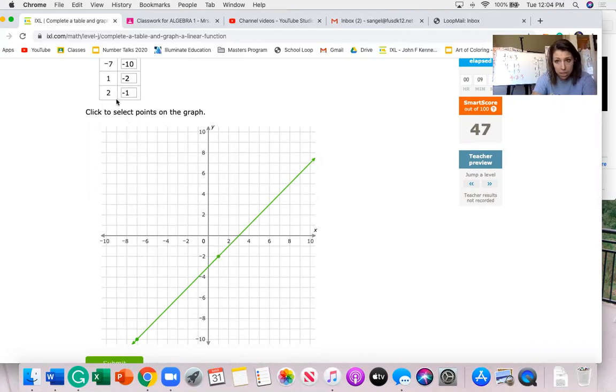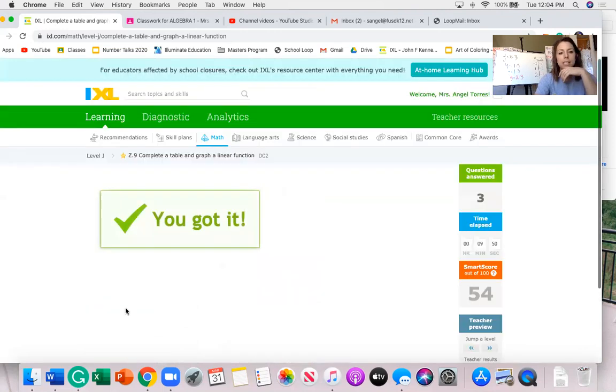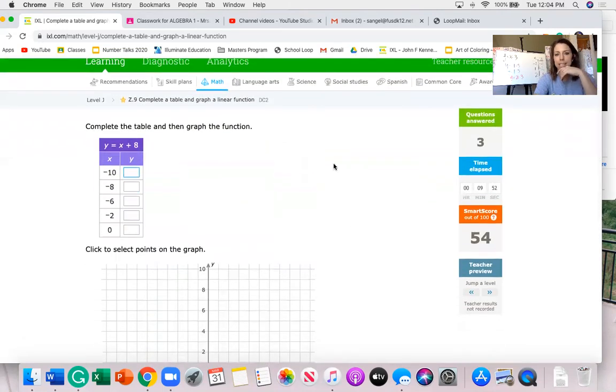No, you always check the third point. So the third point is 2, -1. Is it on my line? Let's see, go to 2, -1. Is that point on my line? Yes, it is. That's how I know I did my math correctly. Click submit, and we've got it.